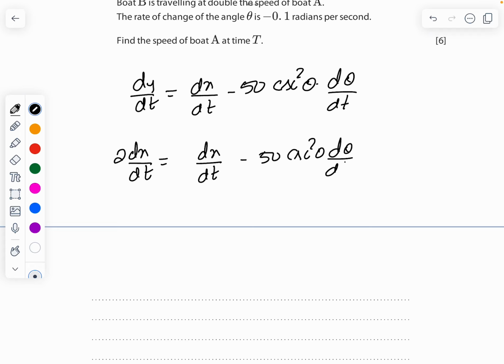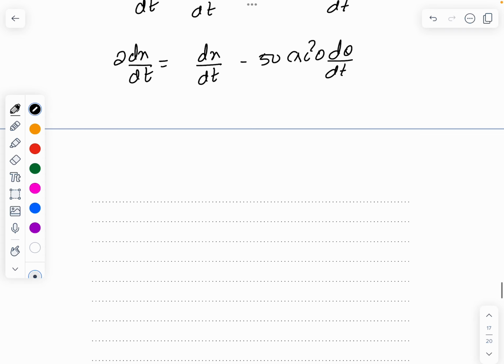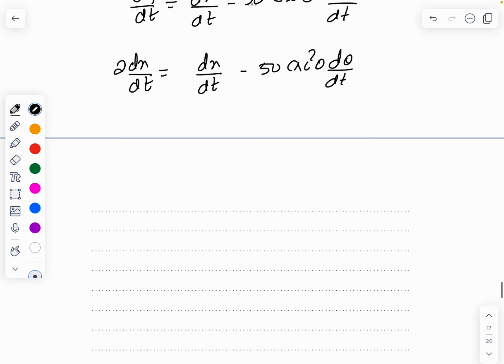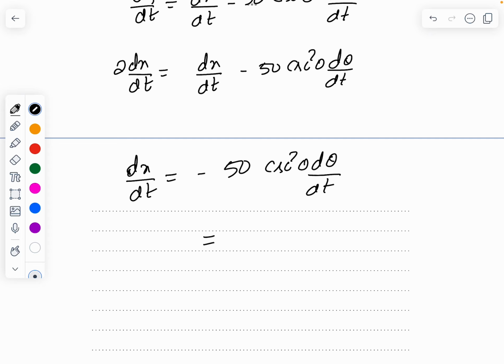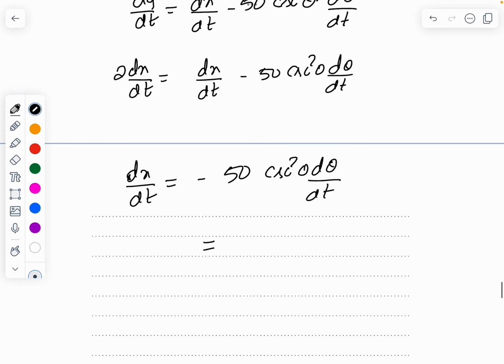d theta by dt. Now, what will happen now? So, 2 dx upon dt minus dx upon dt is dx upon dt, which is minus 50 cosecant square theta d theta by dt. So, now substitute the values. But what has been given? The rate of change is 0.1. d theta by dt is minus 0.1.